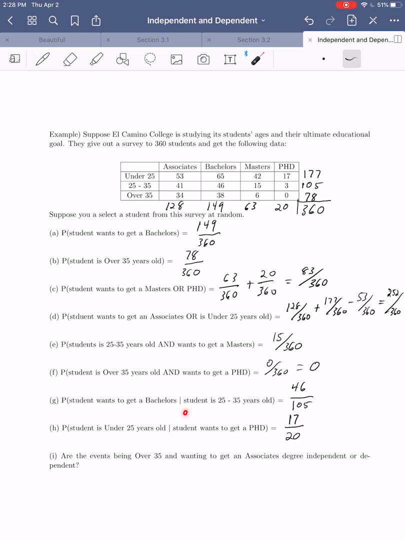So notice that in these ones where you have a conditional, the denominator changes because you have extra information. Originally, we were always out of 360 because there were 360 students in the survey.